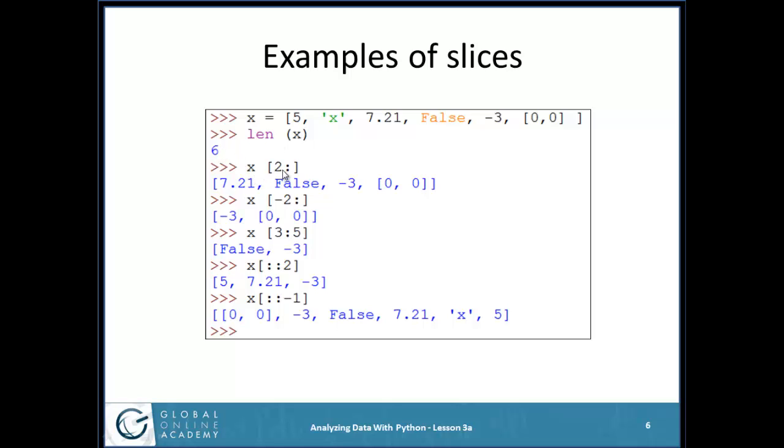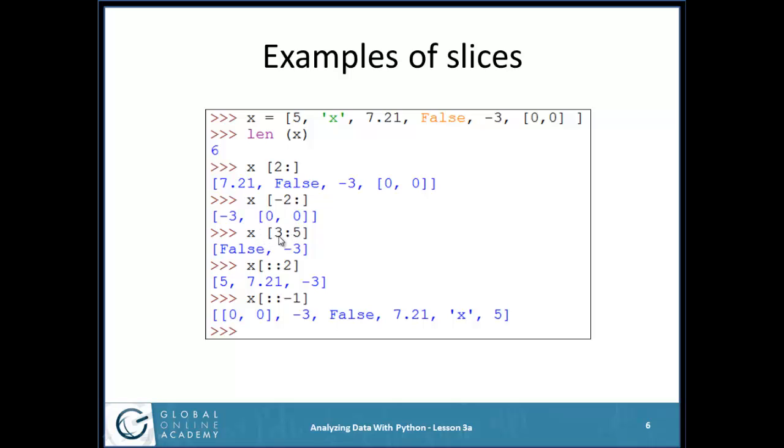If I do x[2:], it says start at position 2. Here's position 0, position 1, position 2, and go up to the end. So I get 7.21, False, negative 3, and the list [0, 0]. If I do x[-2:], it's going to start at negative 2 and go to the end. Well, where's the negative 2 position? Here's negative 1, here's negative 2. So it starts at a value of negative 3 and keeps going.